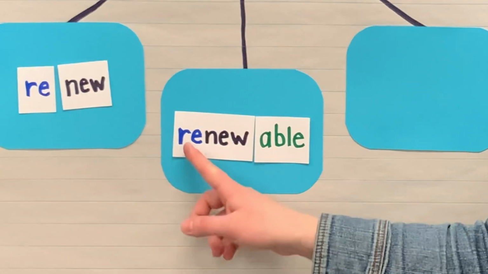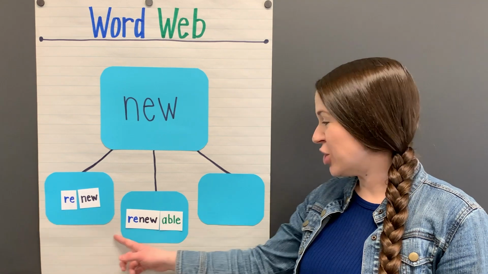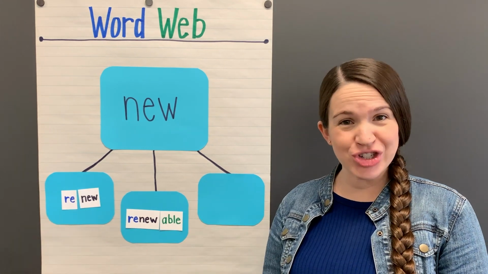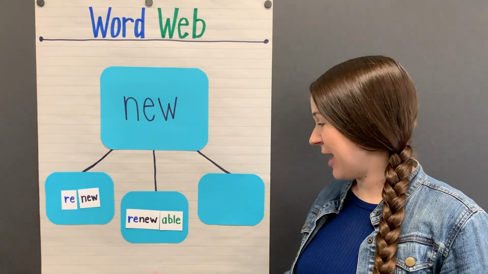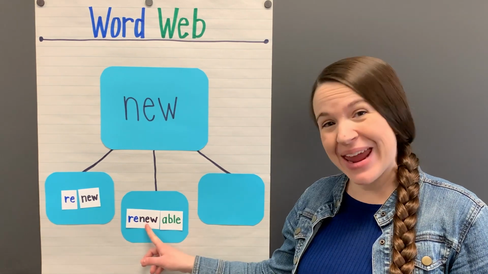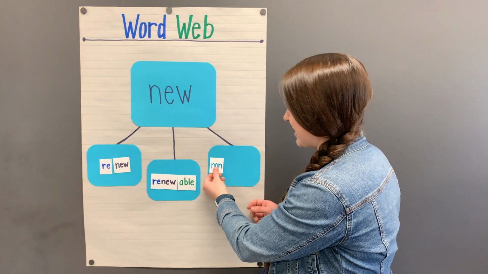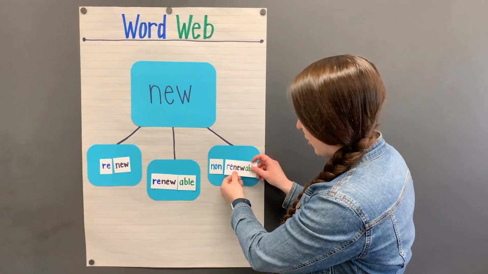Read with me. Renewable. Renewable is usually an adjective that describes something that is able to be easily replaced or made new again. Finally, let's add the prefix non to renewable.